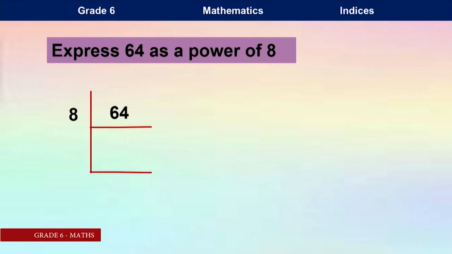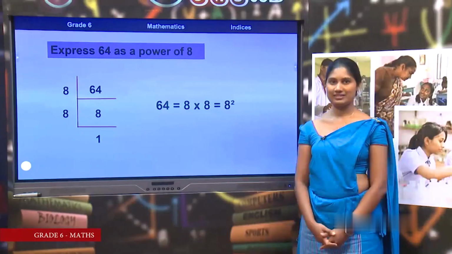After dividing it, what is the answer? That is 8. 8 again we have to divide. What is the number we have to use? That is 8. 8 divided by 8 is 1. Then we can write this as a power, that is 64 equals 8 into 8, that is equals 8 to the power 2. Wow.